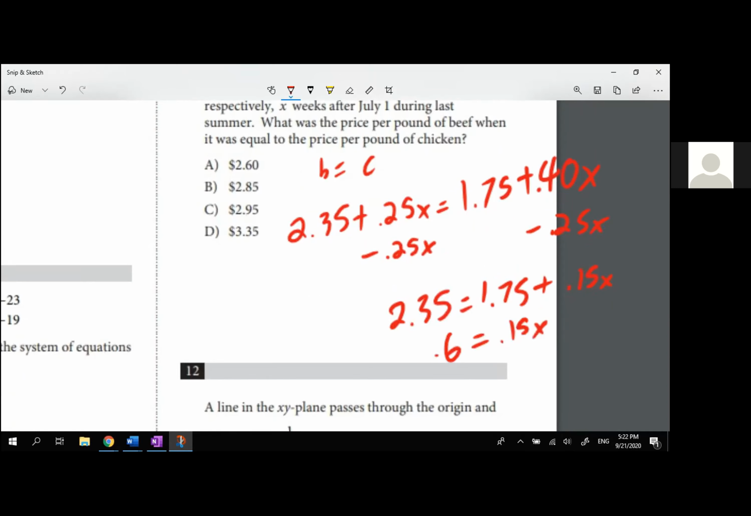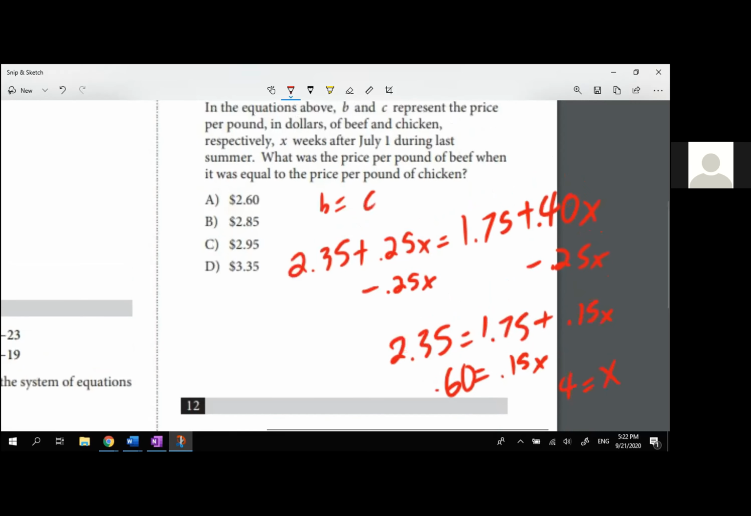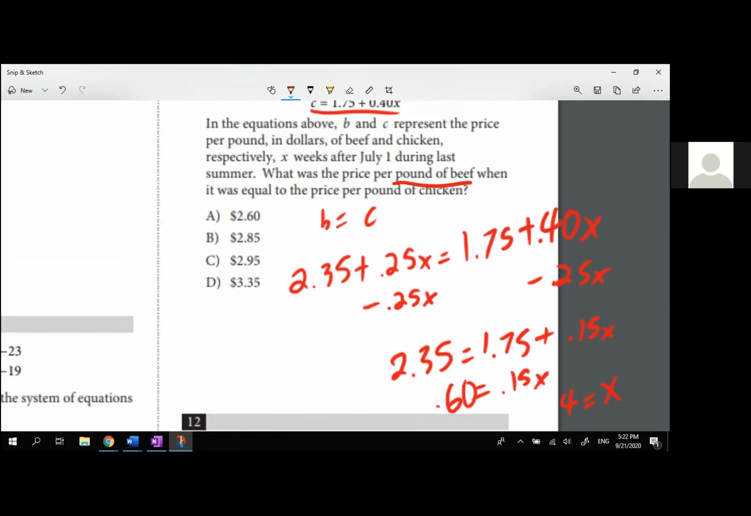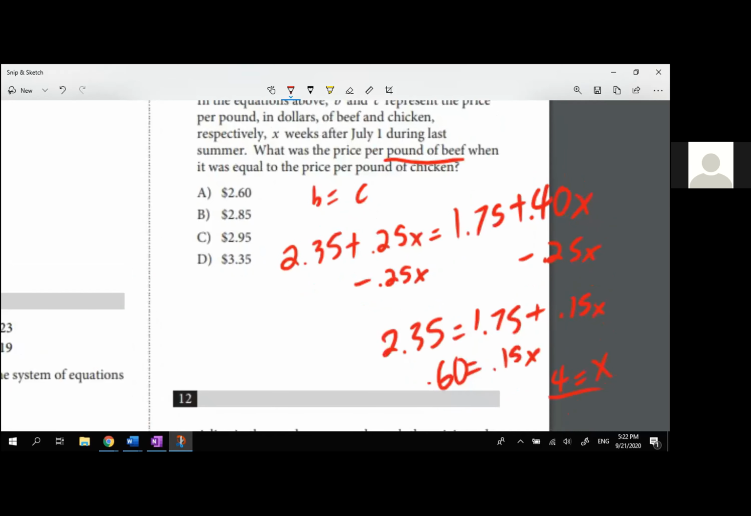And as we know, if we think of these like without the decimals, we can think that 60 divided by 15, that's 4, right? So the correct answer here is x equals 4. But we're not done here, right? It's asking, what was the price per pound of beef when it was equal to the price per pound of chicken? All we found here was the x. See how 4 isn't an answer in any of these? What we've got to do is plug the x value, which we just figured out was 4, into our equations. So excuse me while I tidy up a little bit.